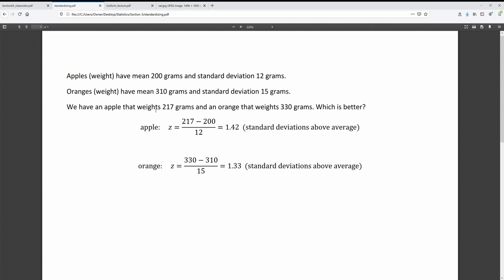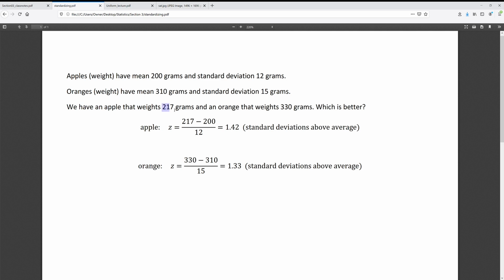So suppose you have an apple that weighs 217 grams and an orange that weighs 330 grams. Which is the better deal? In other words, is that a better example of an apple than that is of an orange, or vice versa? Now, no one is denying that the orange weighs more than the apple. That's not what we're talking about. If you had the world's smallest watermelon and the world's biggest grape, the watermelon would probably weigh more, but it would still be a very bad example of a watermelon, whereas that was a very impressive example of a grape. So that's what we're talking about. Is this a better apple than this is an orange, or vice versa?